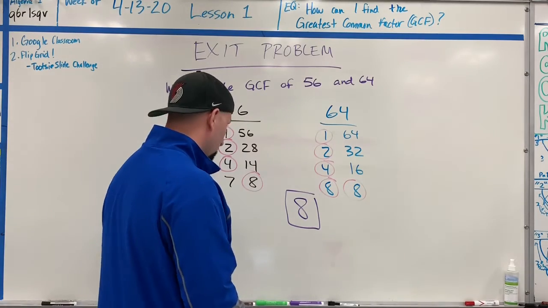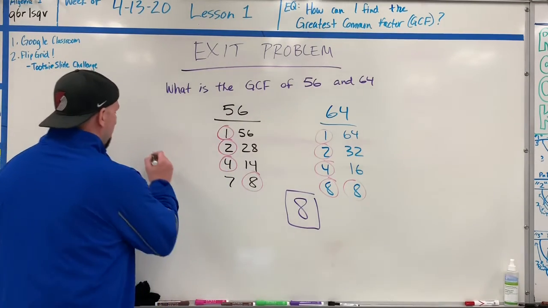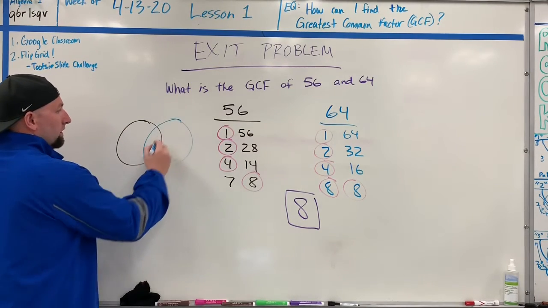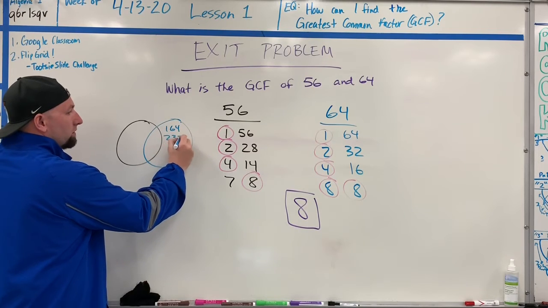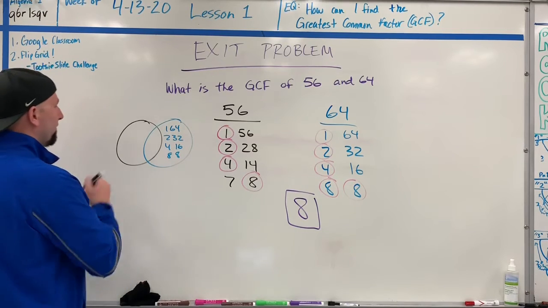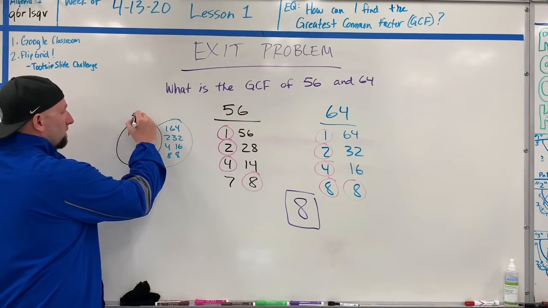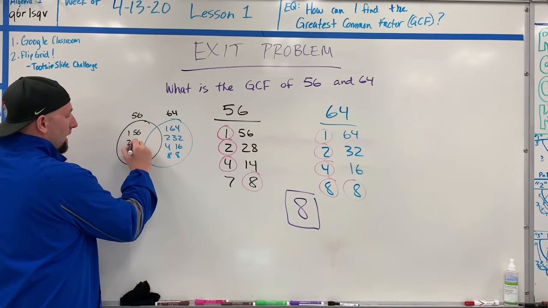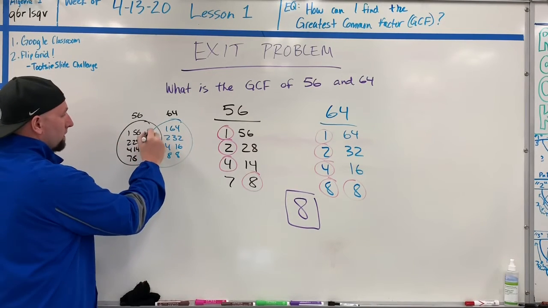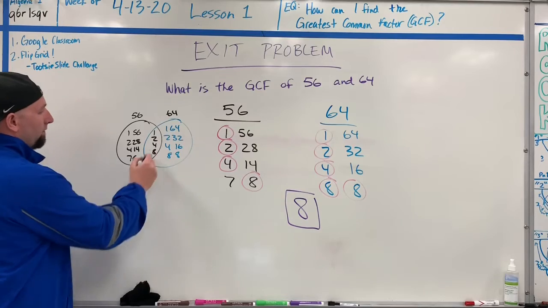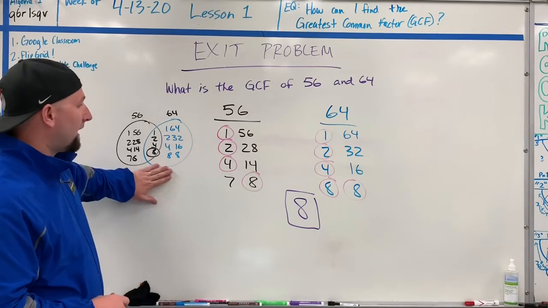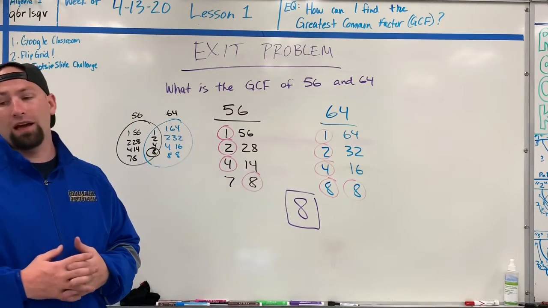So I'm going to do that for you real quick so that you remember how to do that. We'd have here and here. Okay, 1, 64, 2, 32, 4, 16, 8, and 8. Then over here we'd have 1, 56, 2, 28, 4, 14, 7, 8. And we just plug in the same. Okay, so we got 1, 2, 4, and 8, and the greatest common is 8. So this is the Venn diagram. Here's like a list version. And so that's how you get it done.